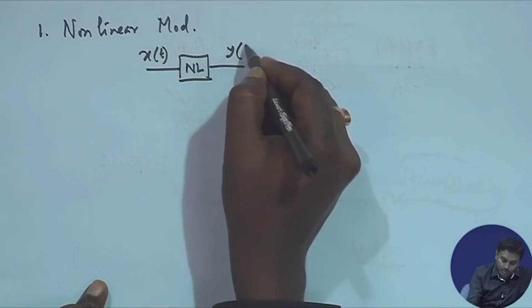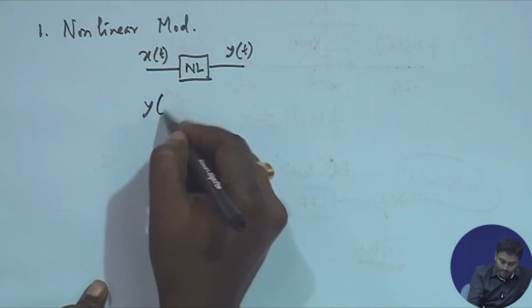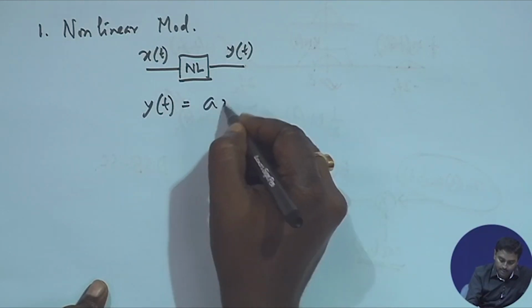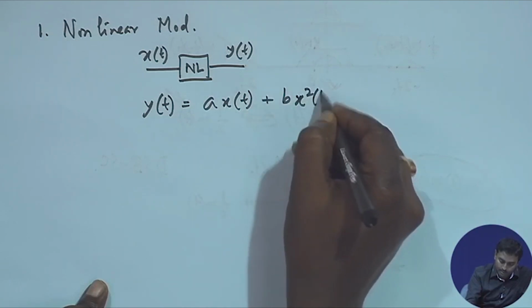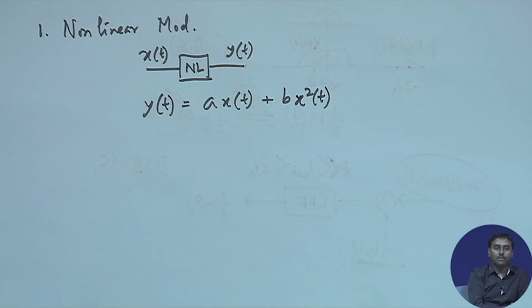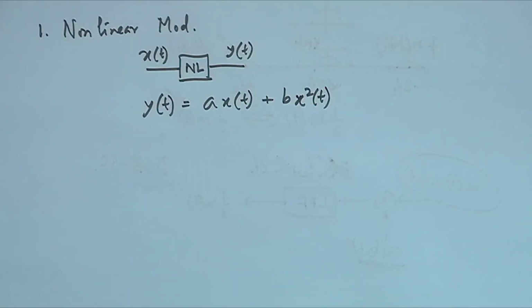So suppose my input is x(t) and the output is y(t), and y(t) follows the relationship a x(t) plus b x²(t). That is the simplest nonlinearity we can get, the quadratic one. We can also have higher-order nonlinearity like cubic, with another constant c times x³(t), and so on, higher polynomials also.